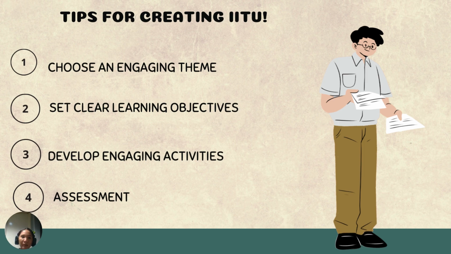Okay, next is set clear learning objectives. It is very important to set expectations, to set clear learning objectives. So what are clear learning objectives? They should be SMART: specific, measurable, attainable, relevant, and time bound. By setting clear learning objectives, it defines what you want your students to learn from each subject area related to the theme.